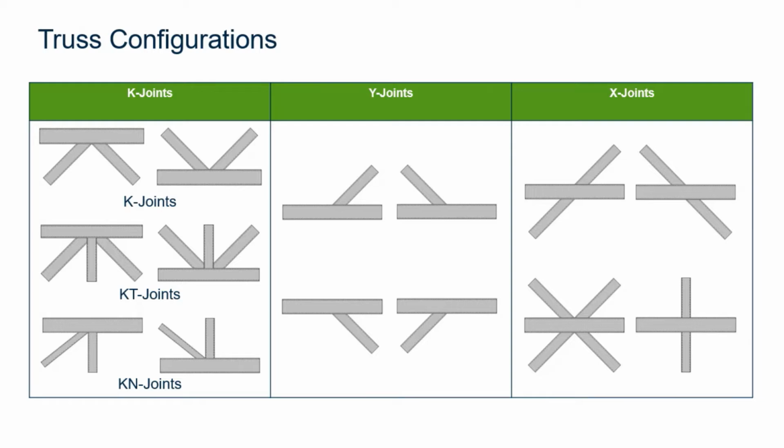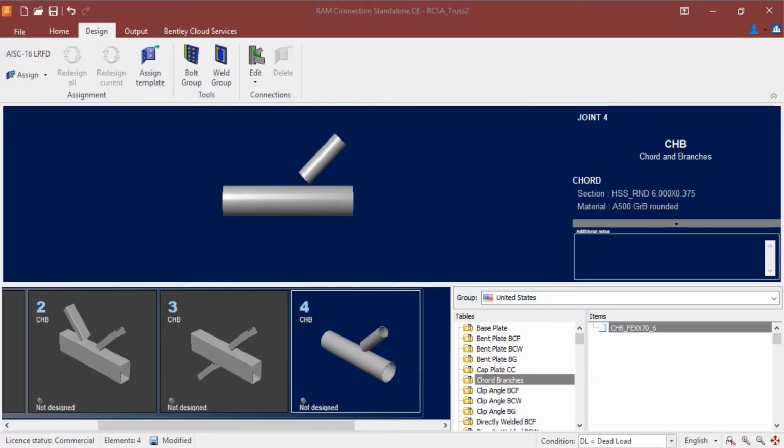In this video, we will be focusing on the design workflow for a Y-style joint that's already been created in RAM Connection Standalone. We will now turn our attention back to our RAM Connection Standalone application. As you can see, I currently have a typical Y-joint selected. I'm selecting this through my joint selection area. Now, this Y-joint consists of a branch member and a chord member, and both are round, hollow structural sections.